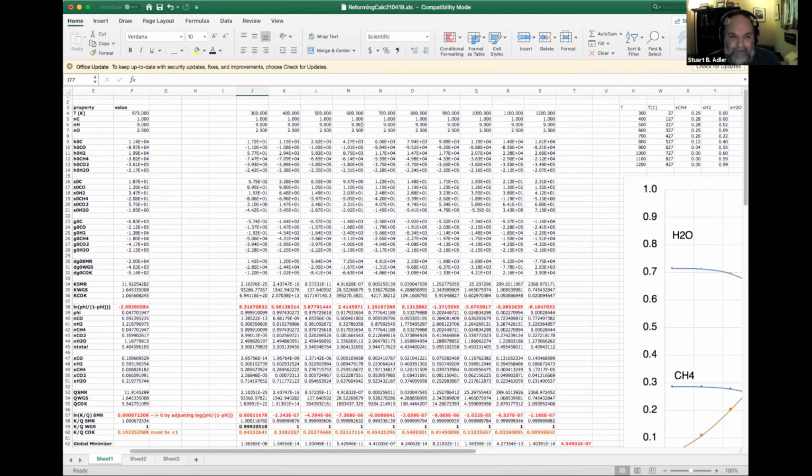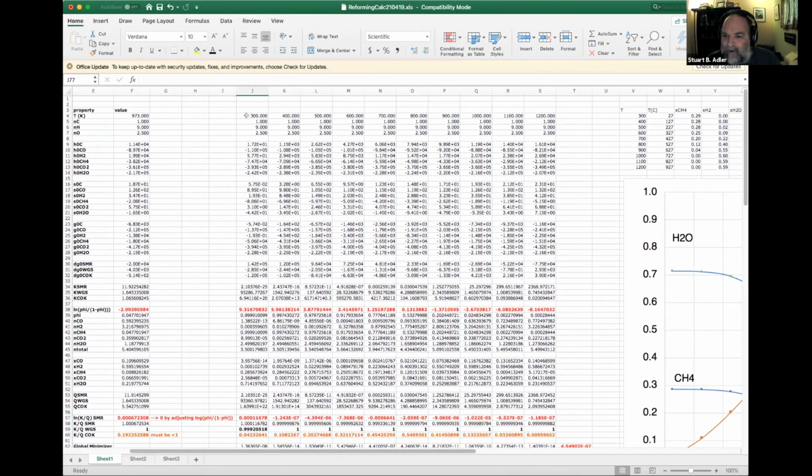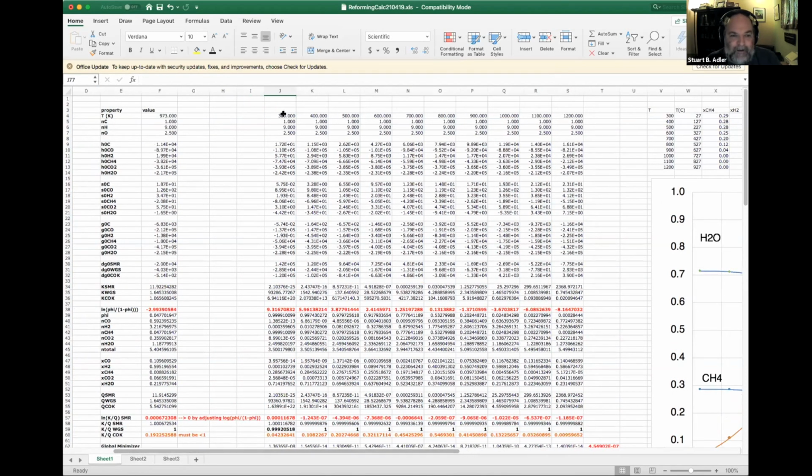That brings us over here. And this is the part I didn't talk about. I sort of ran out of time last time. What I'm doing here is I'm looking as a function of temperature. So I'm letting the temperature vary all the way from room temperature at 300 Kelvin up to whatever, 1200 Kelvin. And I'm recalculating this equilibrium for the same gas mixture. So I'm still feeding in a steam to carbon ratio of 2.5 at every point, but I'm then letting it come to equilibrium at these different temperatures.